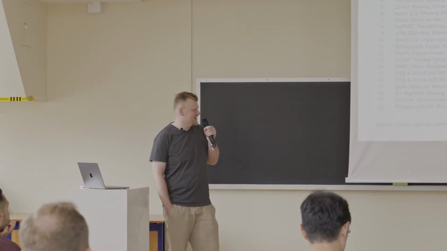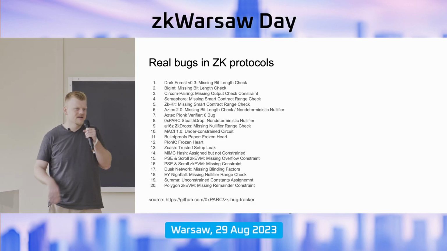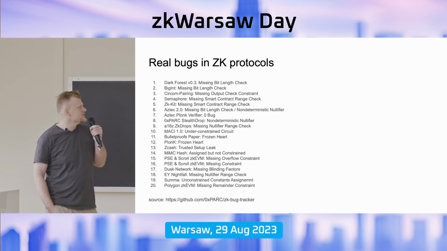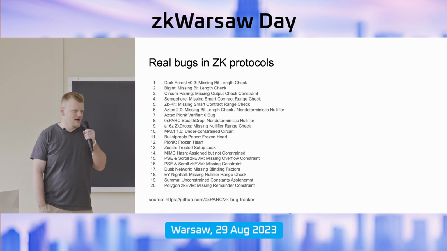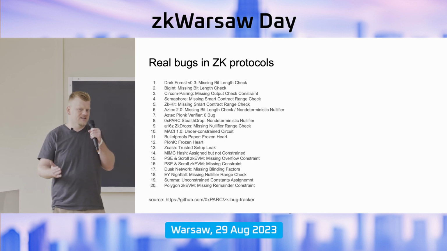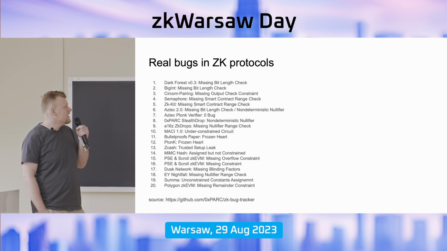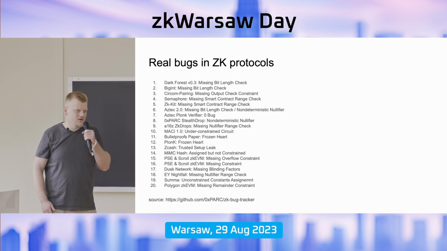The people at 0xPark have this list. It's a running list of all the exploits that have been found so far in all the major ZK protocols. As you can see, the list is already lengthy, and you have to realize that this whole technology, ZK, is barely even in production yet. And we already have pretty much every major protocol on the owned list.